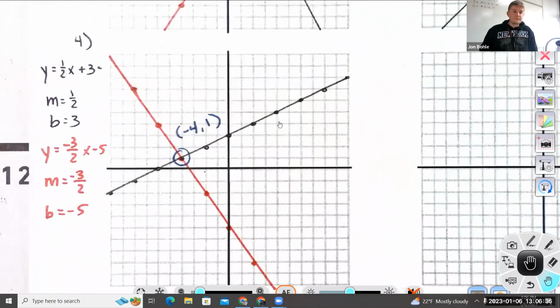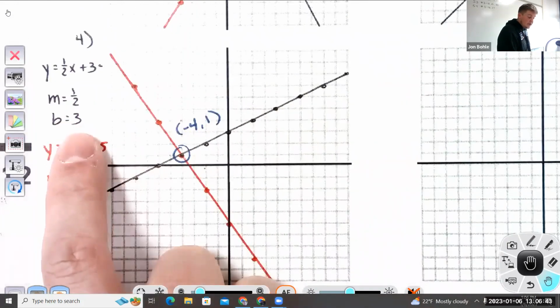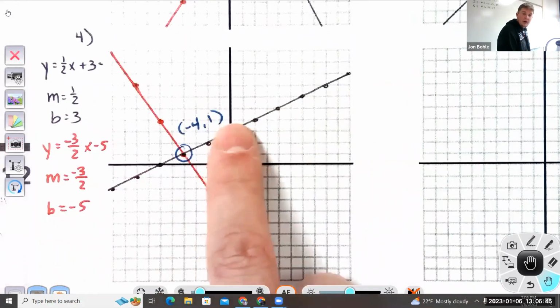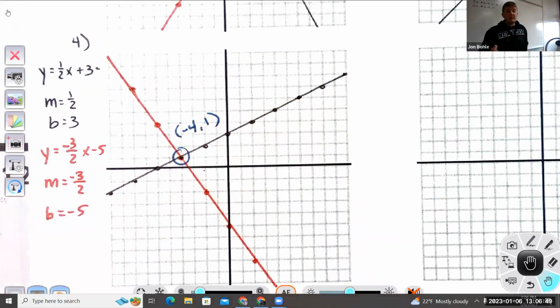Okay, number 4, what we're going to do is the same thing. Your slope is 1/2 and your b value is 3. So we're going to start at 3 and we're going to go up 1, right 1, up 1, right 1, up 1, right 1.